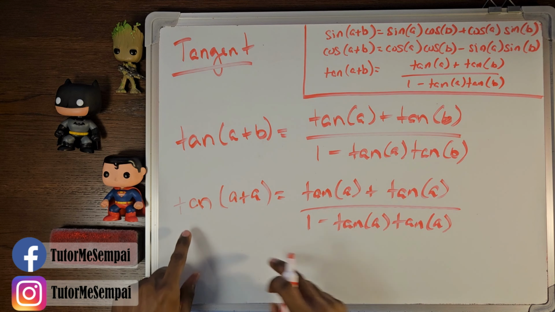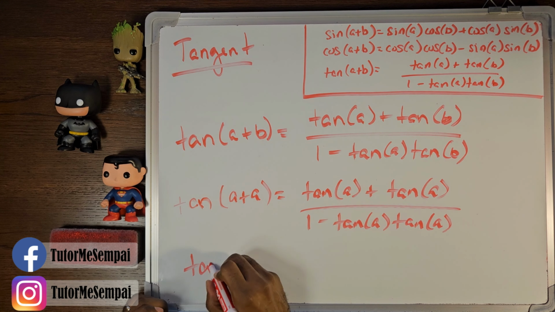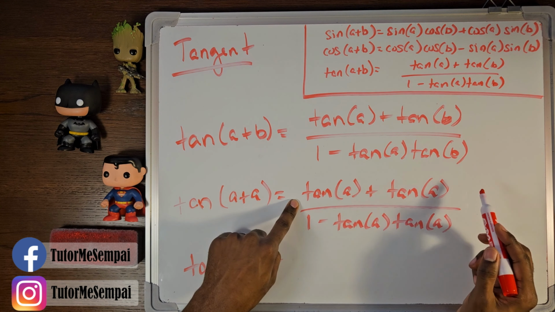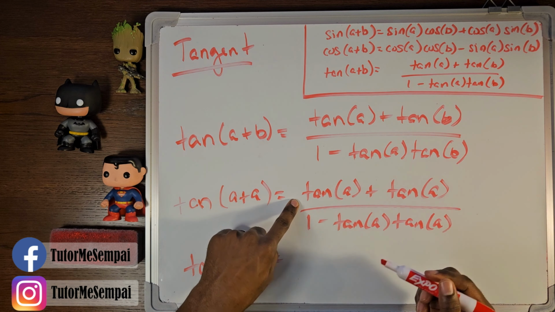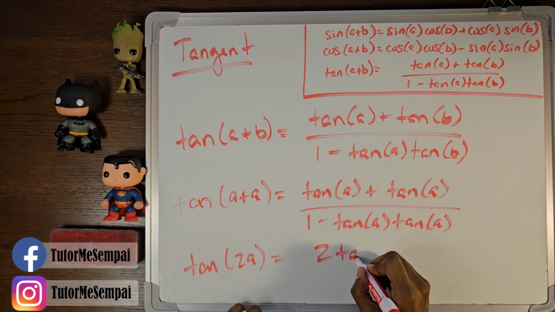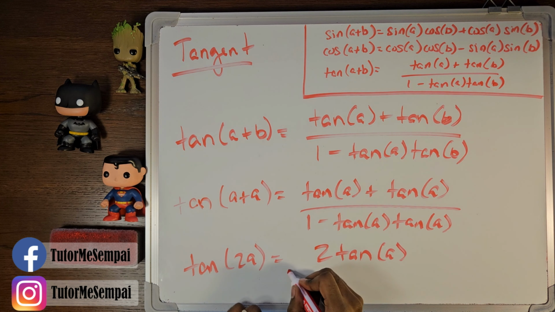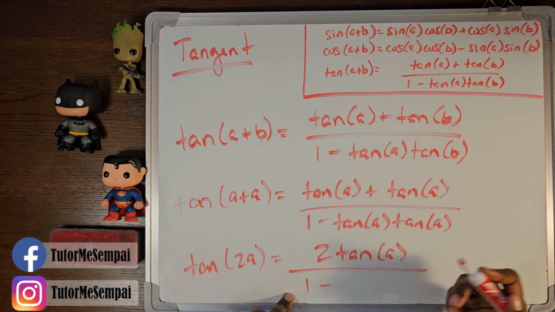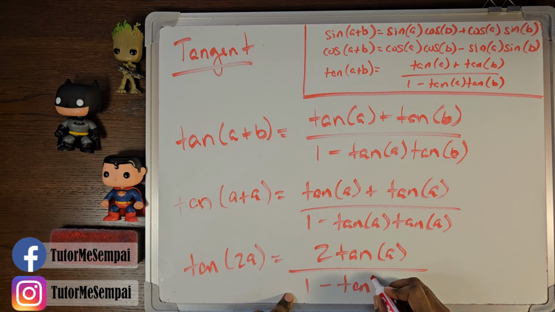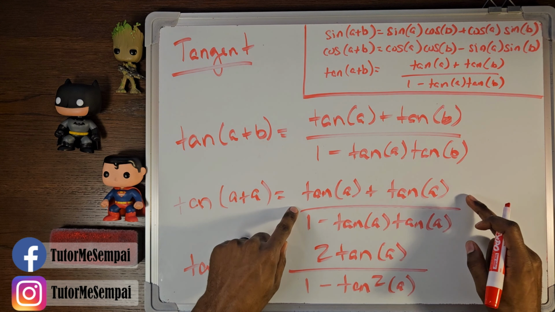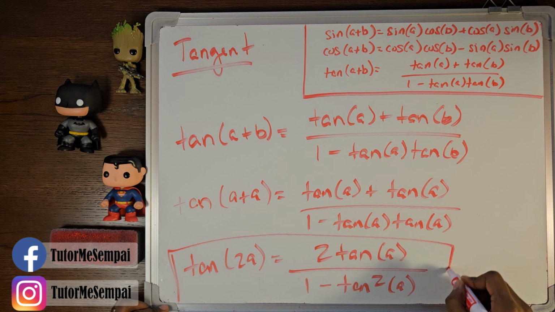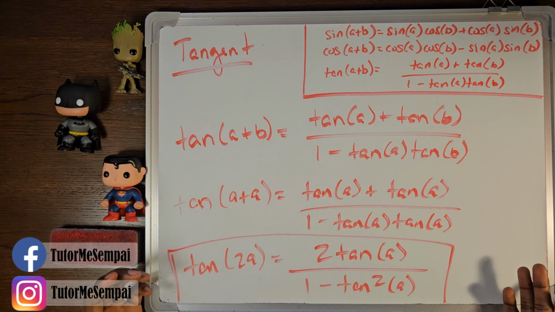Now we simplify. We're going to have a tangent of 2A, and you have the same thing on the top here, tangent A plus tangent A. So we have 2 tangent A over 1 minus, and we have the same thing here, but they're multiplied this time. So we're going to have a tangent squared A. Up top, you're adding them, so you get the 2 tangent A. In the bottom, you're multiplying them, so you get a tangent squared A. And this is going to be our double angle identity for our tangent.